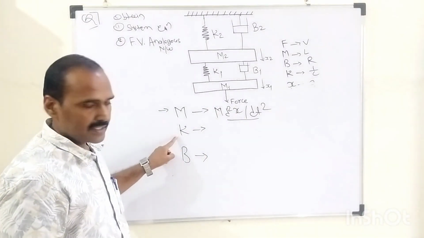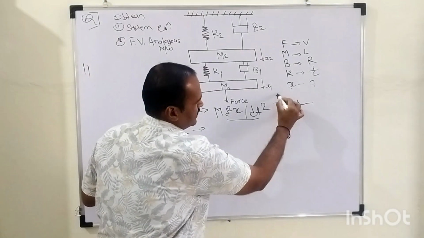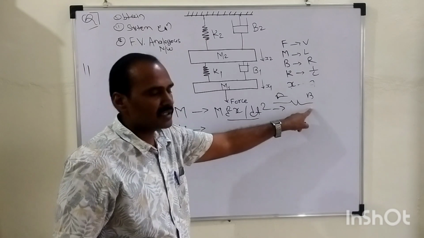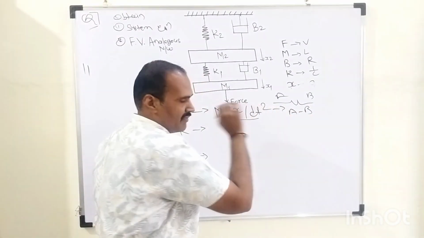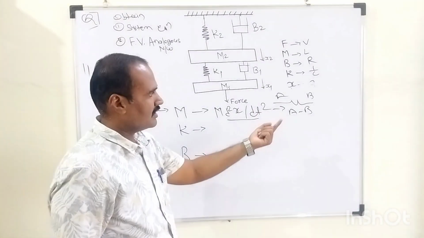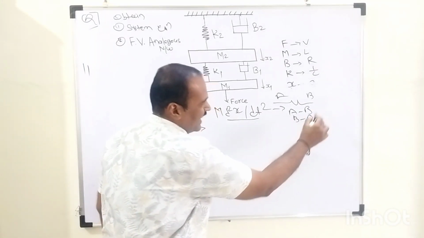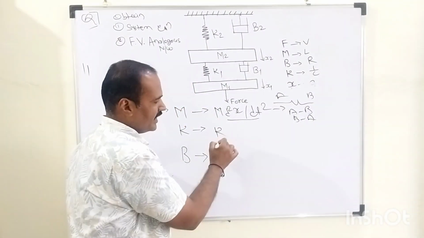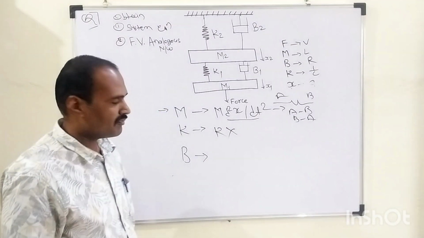Similarly, K is the spring. For that spring, we always have two ends, A and B. If we apply the force from the left hand side to the right hand side, the net displacement will be A minus B. If we apply the force from the right hand side to the left hand side, the net displacement will be B minus A. So its system equation will become K into X, where K is the proportionality constant for that spring.